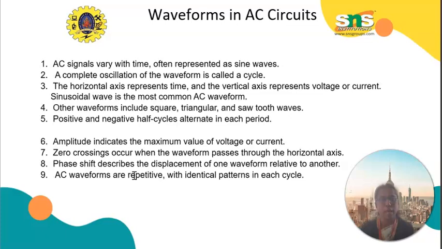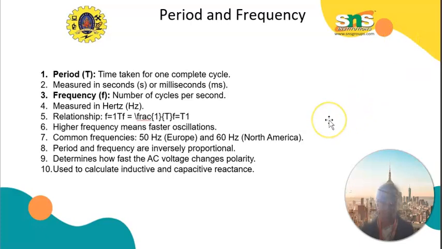Next one, amplitude indicates the maximum value of voltage or current. Zero crossing occurs when the waveform passes through the horizontal axis. Phase shift describes the displacement of one waveform relative to another, and an AC waveform is repetitive with identical patterns in each cycle.